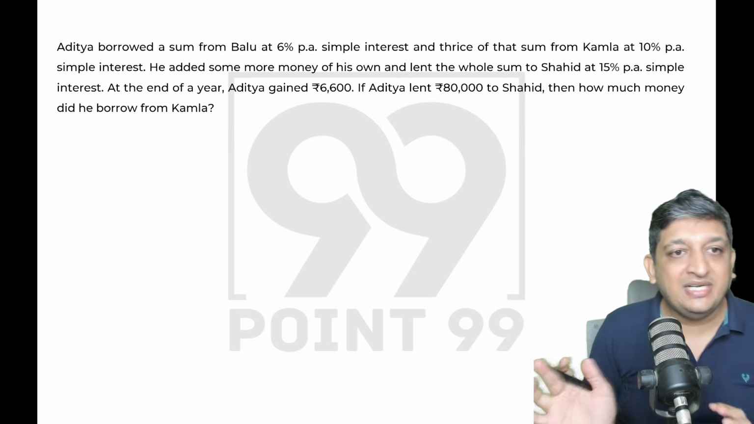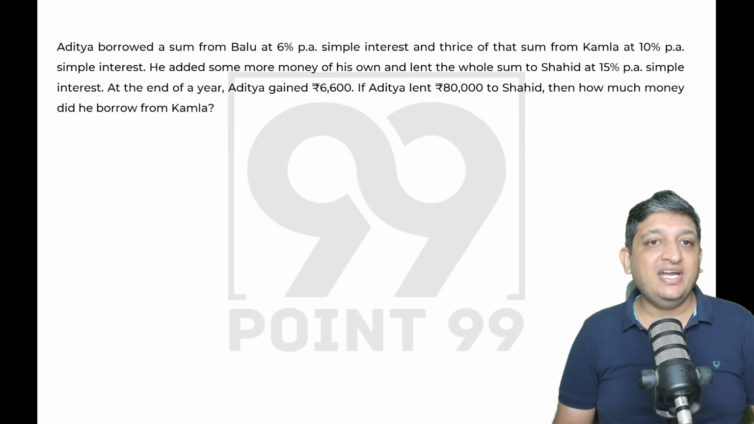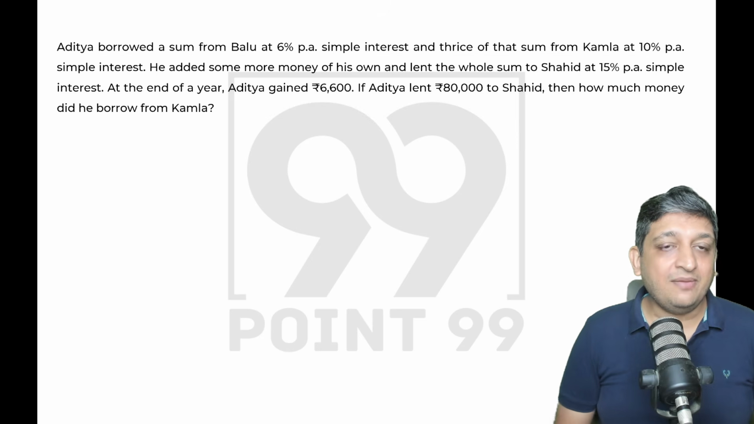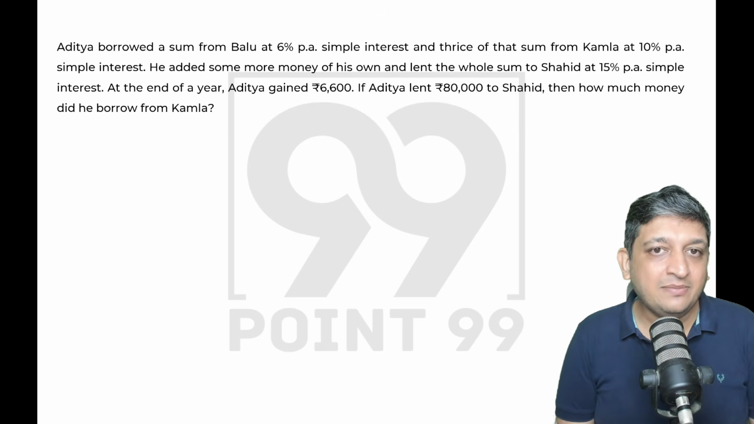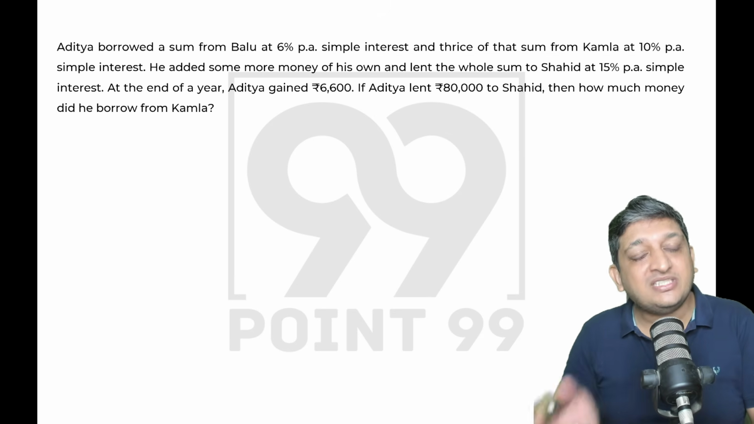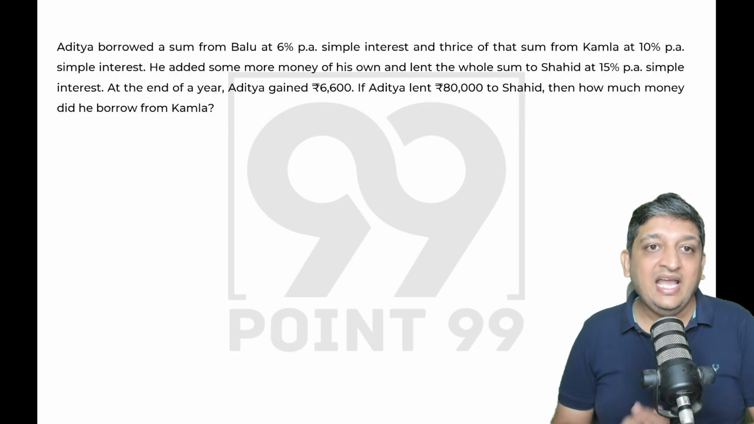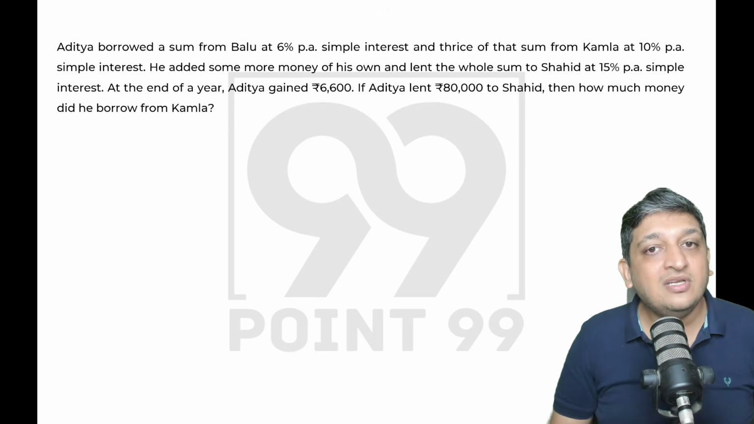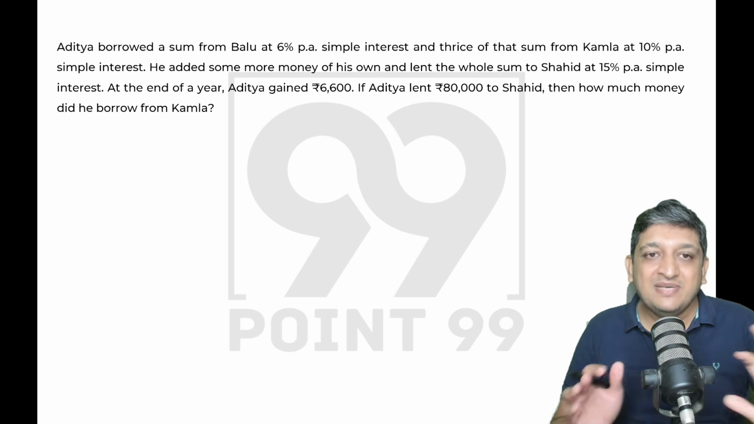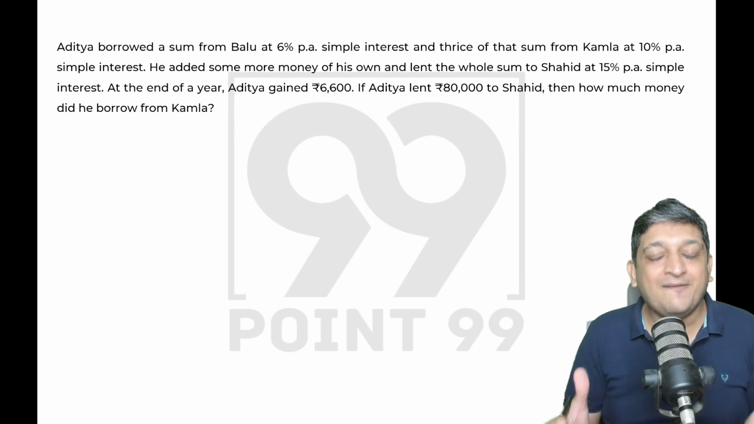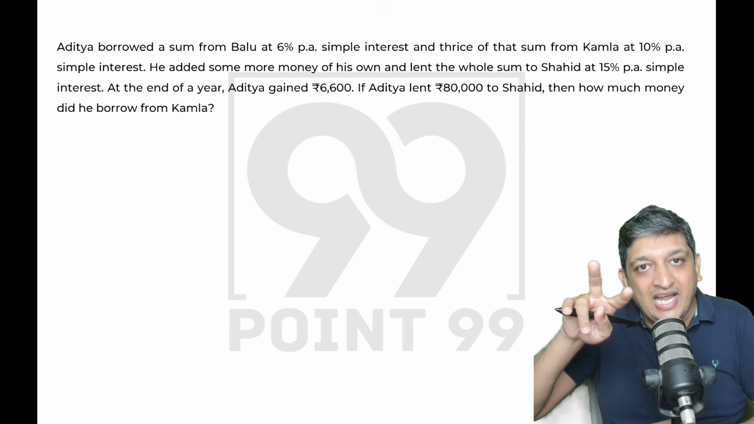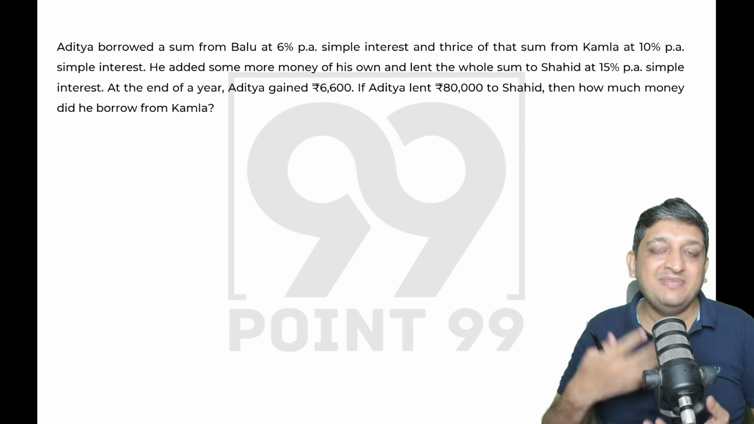Now, this might sound a bit tricky, but try this out and then have a look at the solution that's going to follow. So here Aditya borrowed a sum from Balu at 6% per annum simple interest and thrice of that sum from Kamla at 10% per annum simple interest. He added some more money of his own and lent the whole sum to Shahid at 15% per annum simple interest. So he's basically doing something that you can call subletting. He's taking money from one place, he's giving it on interest to someone else, and whatever is the difference between the two, he is basically earning.